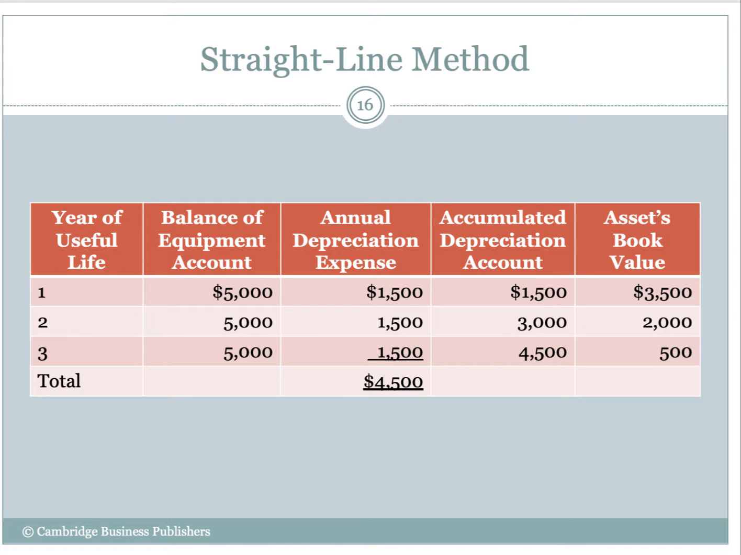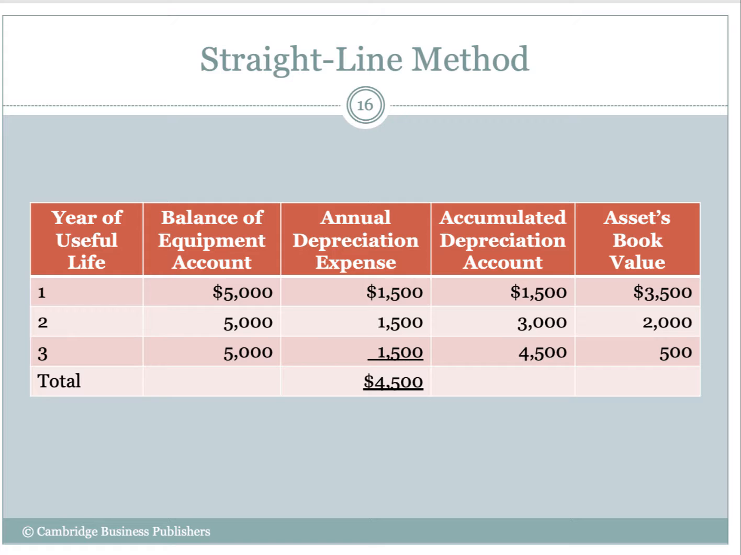Now, let's look at straight line. Notice what we have here. We have our balance each year, our annual depreciation expense each year, our accumulated depreciation for each year, and then we get the asset's book value. So look at the value at the end of year 1. Based on our books, we had a cost of $5,000. We subtract out our accumulated depreciation of $1,500. Our asset's book value is $3,500.